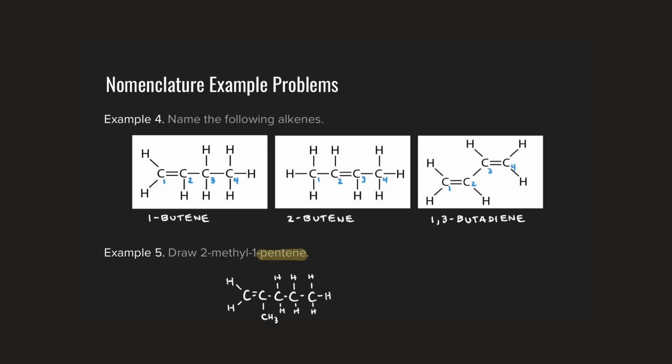So that is the basics of naming alkanes, alkenes, and alkyne molecules. We'll get into more complicated organic molecules, including some that include things other than carbon and hydrogen, in our next lecture.